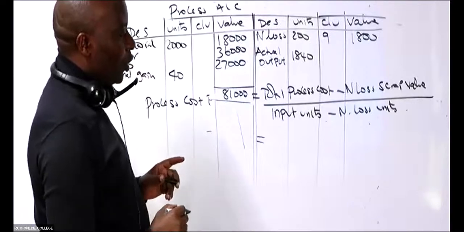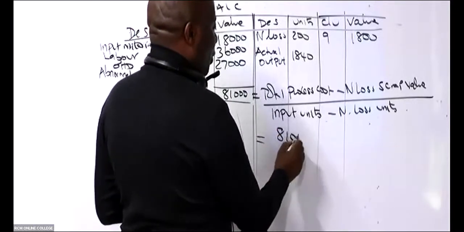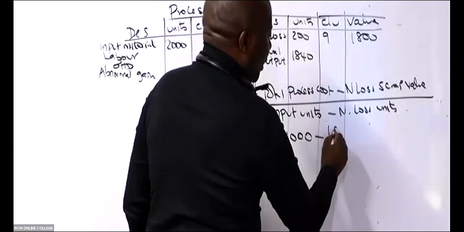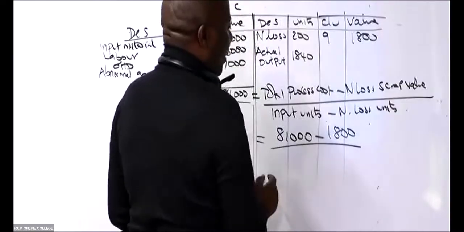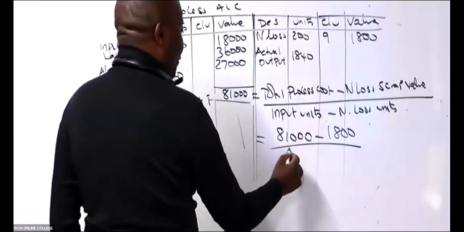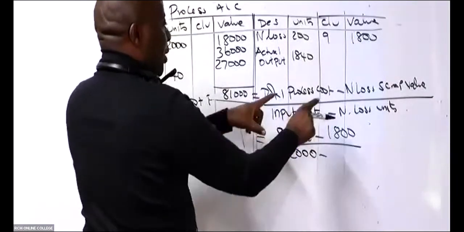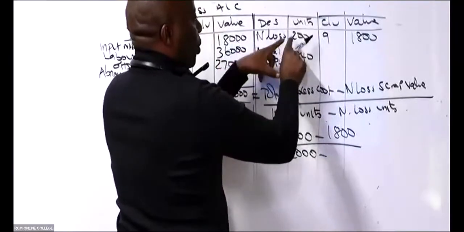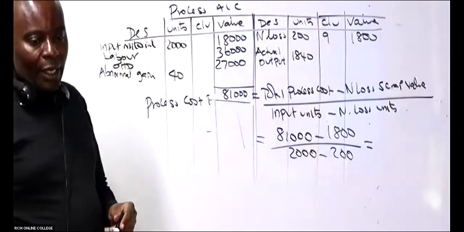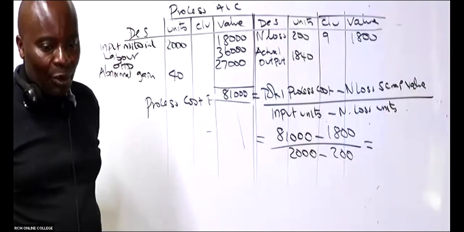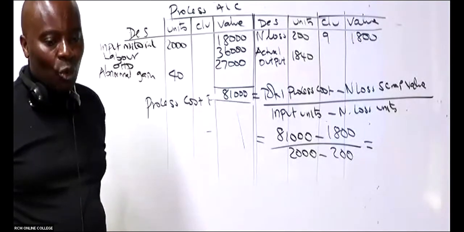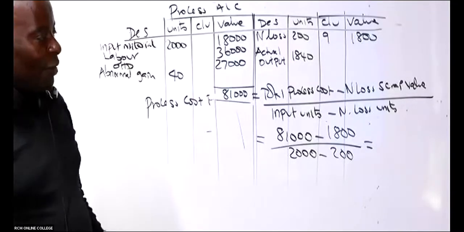Thank you so much. So then the total process cost will be 81,000 minus normal loss scrap value, 1,800, divided by input units. Input units, what do we have here? 2,000 minus normal loss units. Normal loss units, they are 200. So then are you able to move slowly and give me the final answer here? 81,000 minus 1,800 divided by 2,000 minus 200. I'm being given a figure of 44.